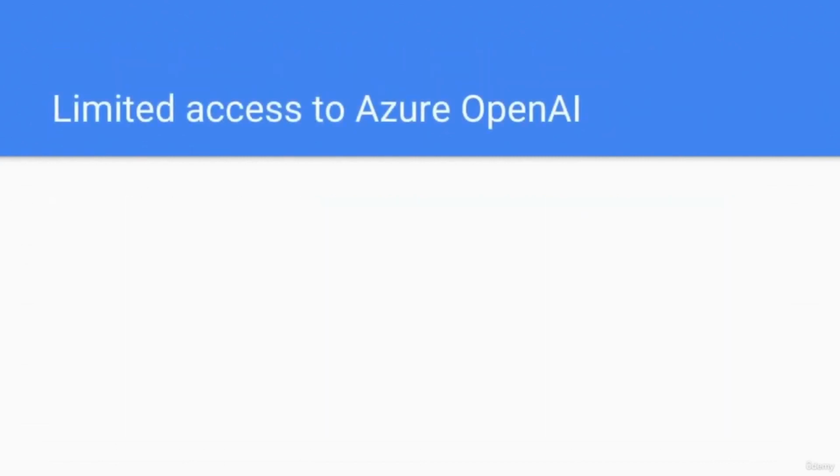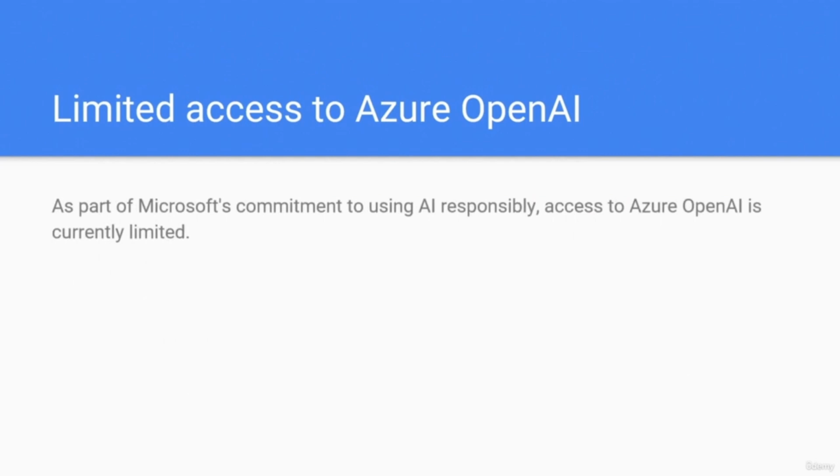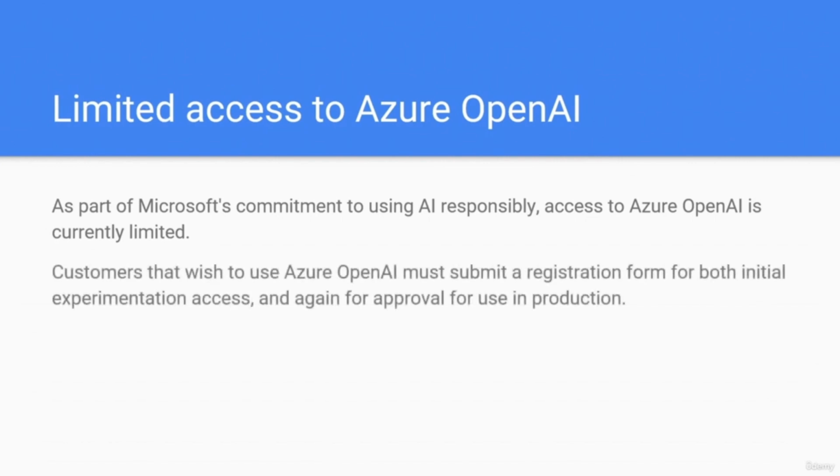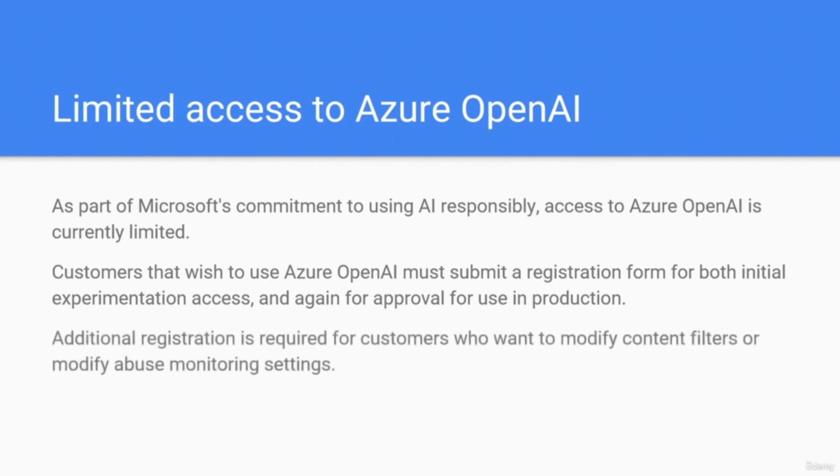Now, limited access to Azure OpenAI. As part of Microsoft's commitment to using AI responsibly, access to Azure OpenAI is currently limited. Customers that wish to use OpenAI must submit a registration form for both initial experimentation access and again for approval for use in production. Additional registration is required for customers who want to modify content filters or modify abuse monitoring settings.